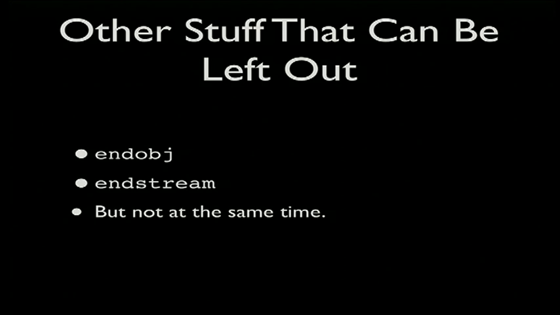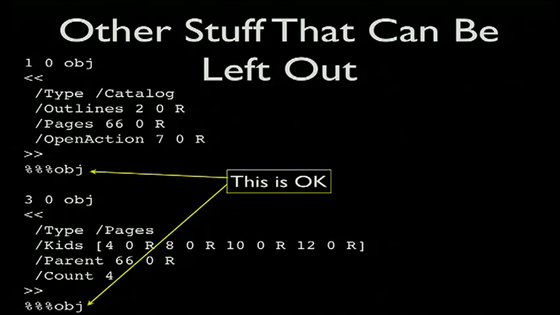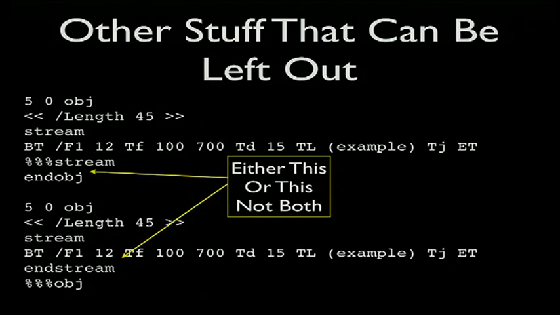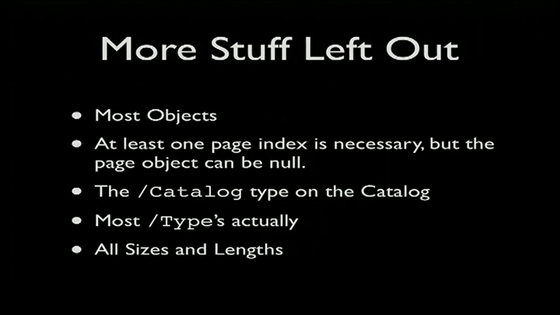You can leave a bunch of stuff out. The end object and end stream tokens, if you've got one or the other, it's okay. But if you leave them both out, then the parser does get really confused, and I haven't quite figured out precisely what the behavior is for that. So doing something like this is okay. And doing something like that, either that or that, but not both at the same time, because if you do that, then the objects start to merge together. I haven't quite figured out what the behavior is.